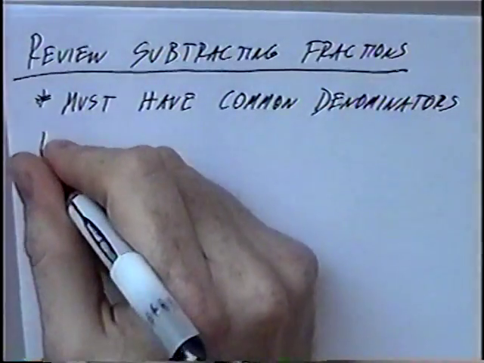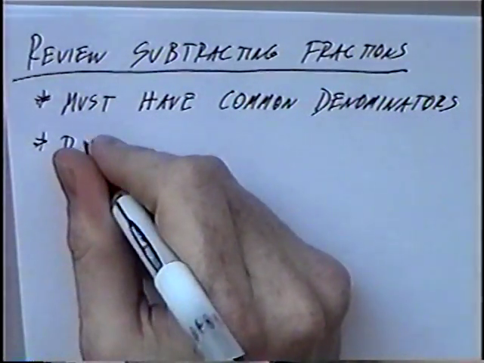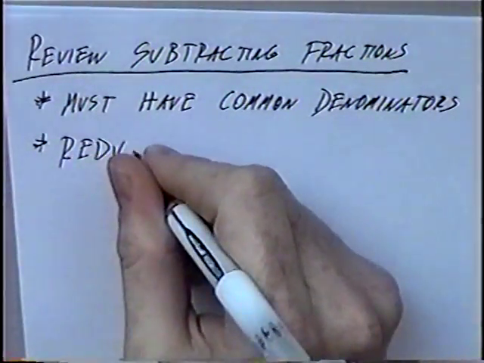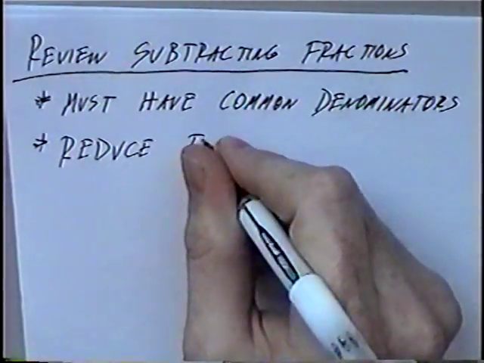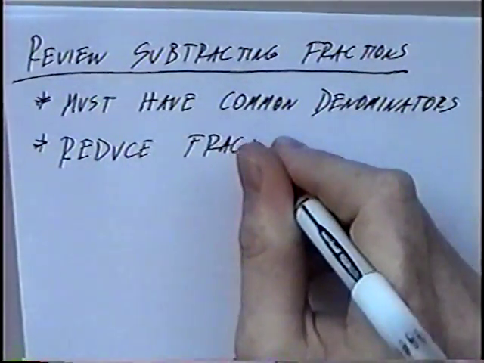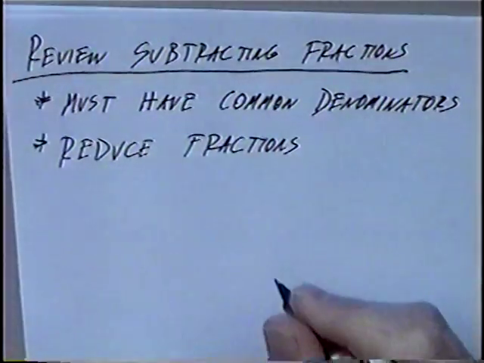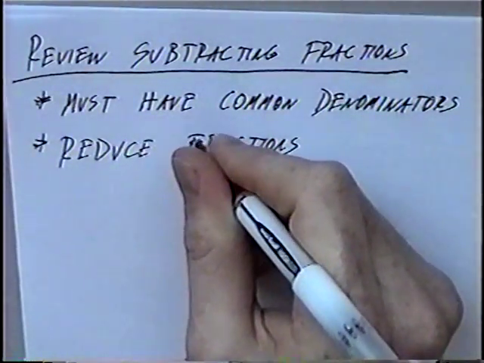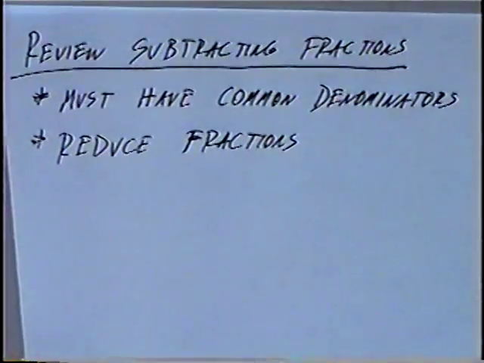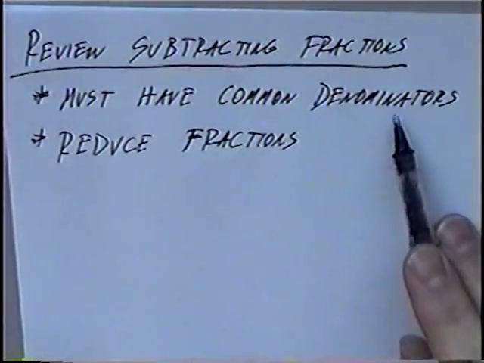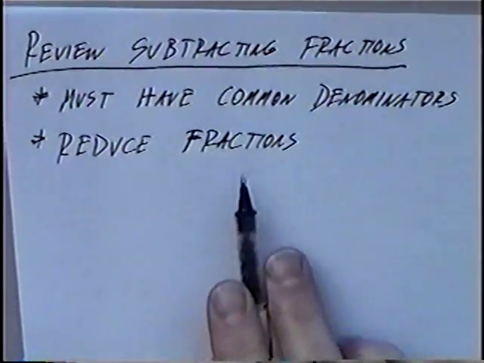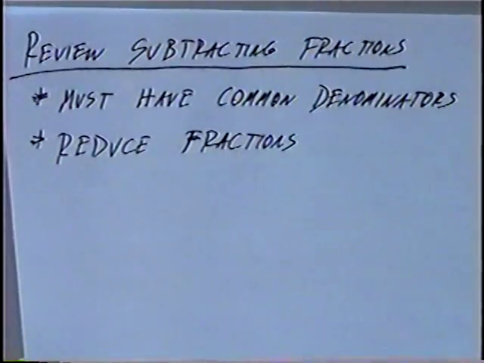And second step is reduce fractions. Same steps as adding fractions. When you subtract fractions, we have to have the same or common denominators, and then always reduce fractions when possible.